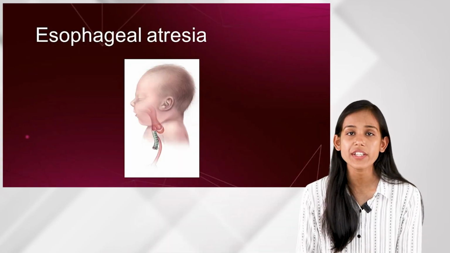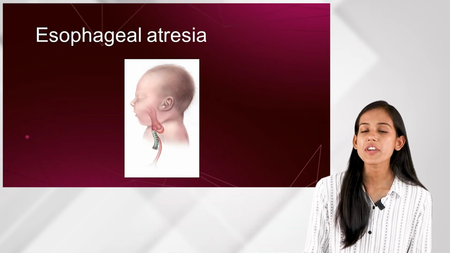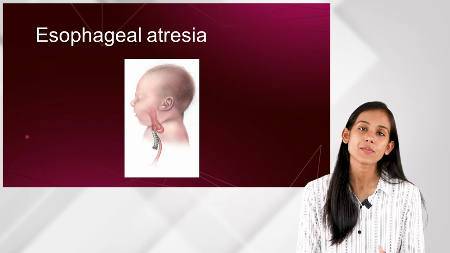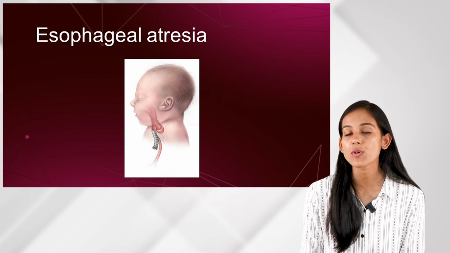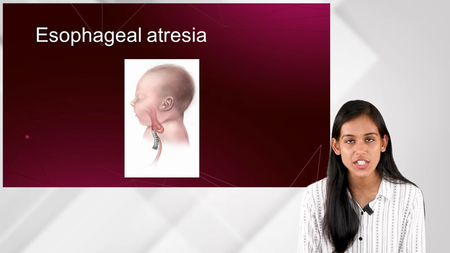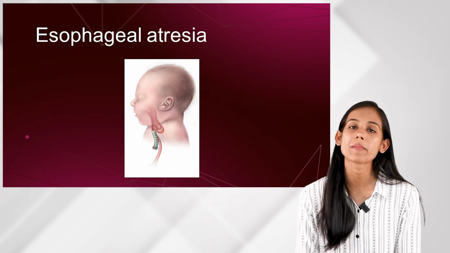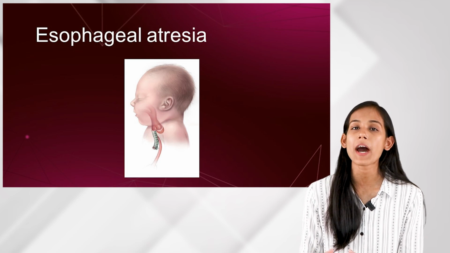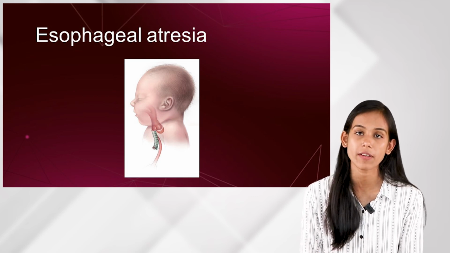Next we have esophageal atresia. Esophageal atresia is a congenital malformation in which part of the esophagus is not developed properly. It is also a congenital anomaly of the gastrointestinal system.